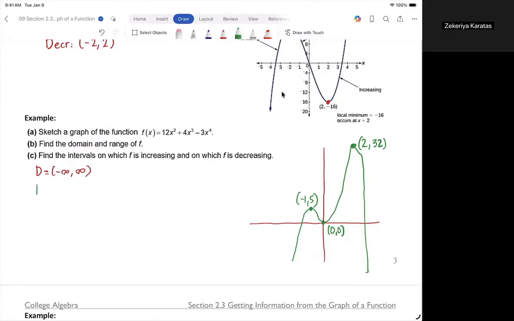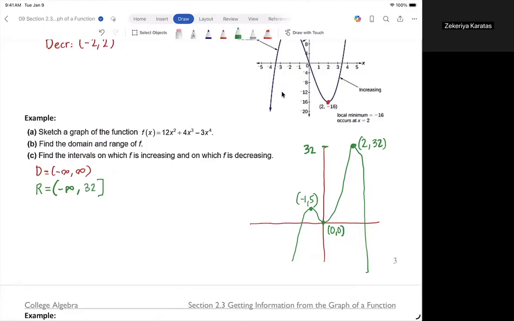So the range, as you see now, is not negative infinity to infinity. The graph goes up to the level 32. Can you see that? Above 32, there's no graph. So that means the range is negative infinity to 32, and 32 gets a bracket.